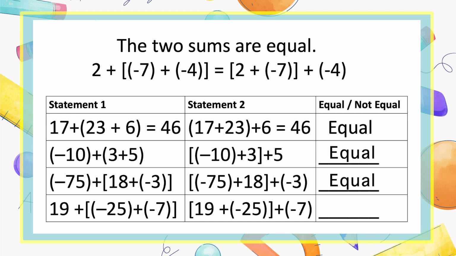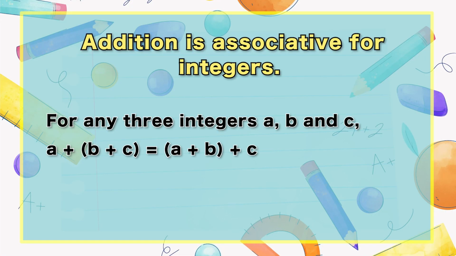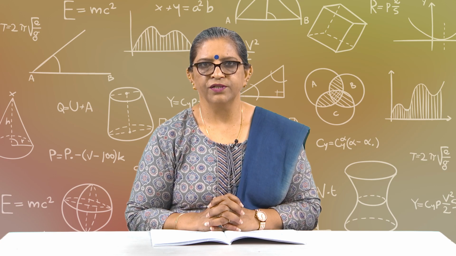In the last one, 19, -25, -17 integers are given. In statement 1, -25 and -17 are grouped. In statement 2, 19 and -25 are grouped. You can calculate and see that they are also equal. Such additions are always equal, and we say that addition is associative for integers. In general, for any three integers a, b and c, a + (b + c) is equal to (a + b) + c. What about subtraction?